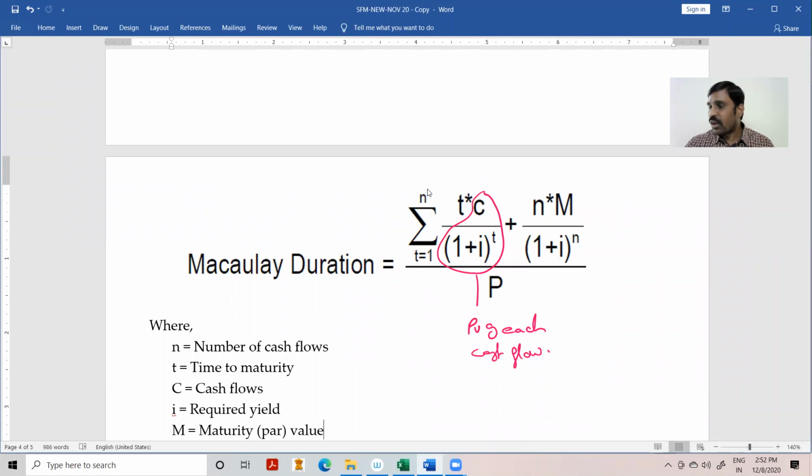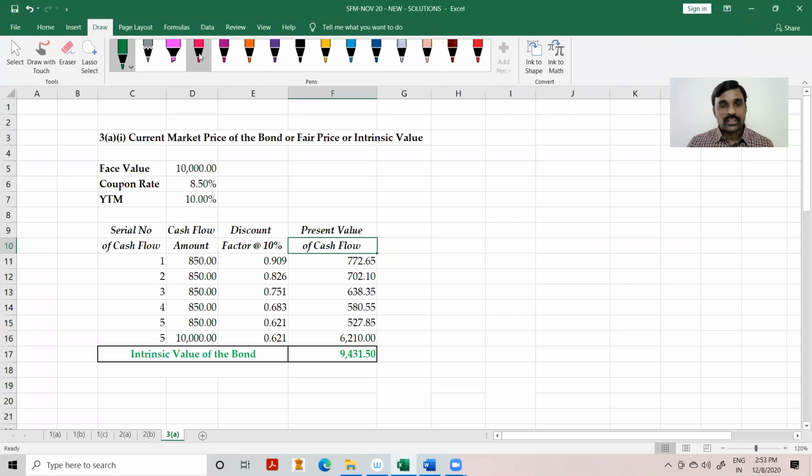Next, the present value of each cash flow is to be multiplied by T. What is T? T stands for time to maturity. That means how long it will take to recover that cash flow. For example, if I take this 772, the time to maturity is of that cash flow, not the time to maturity of the bond. How long will it take to recover that cash flow?